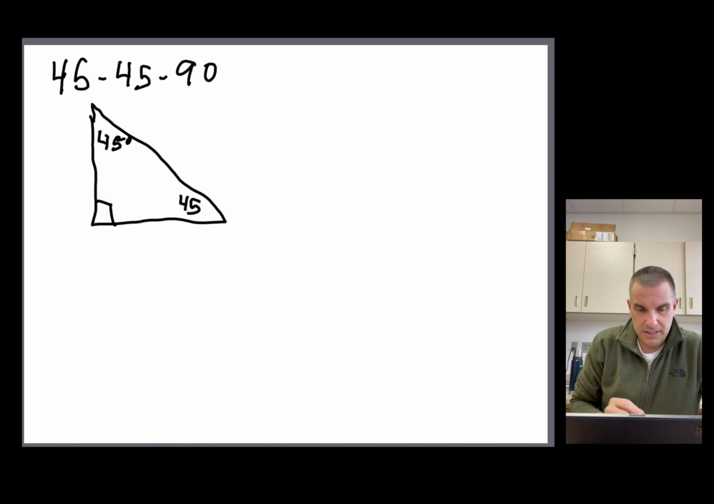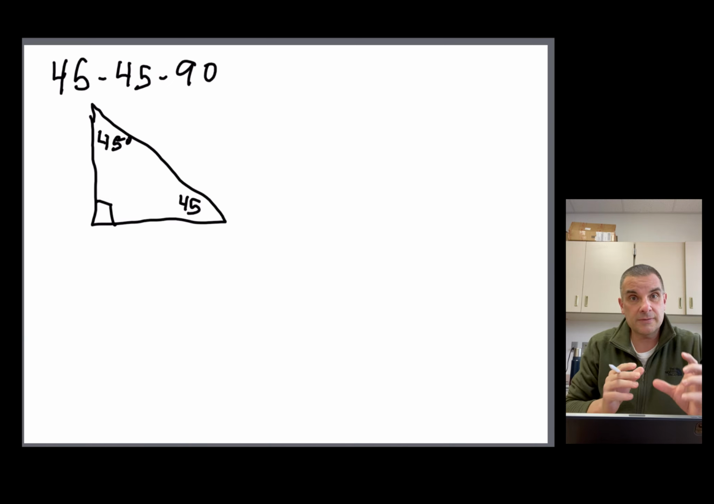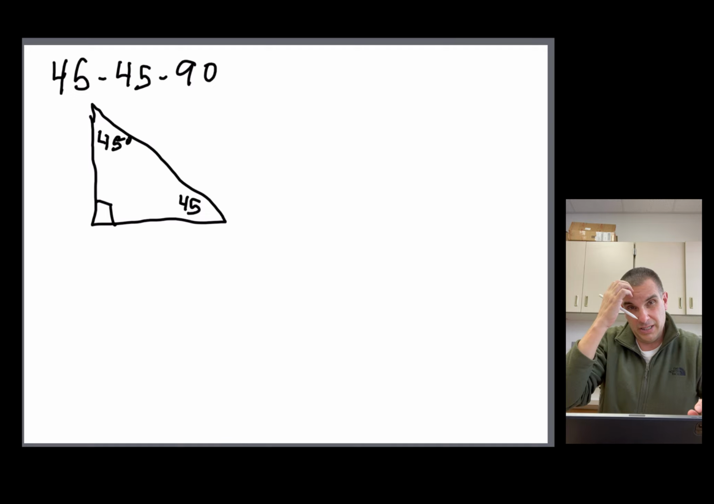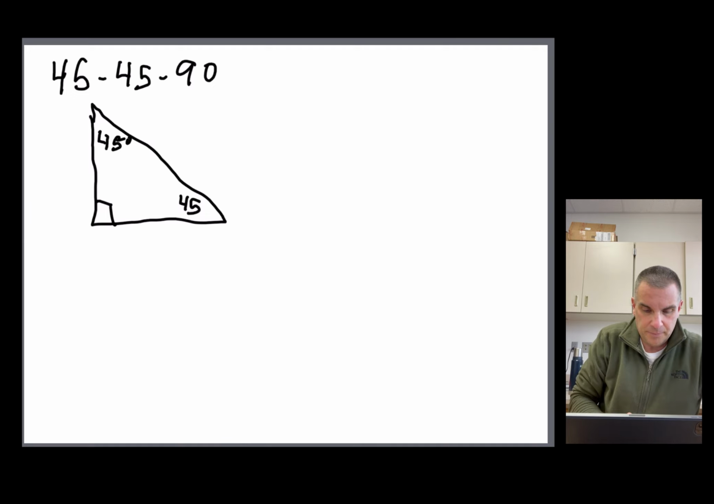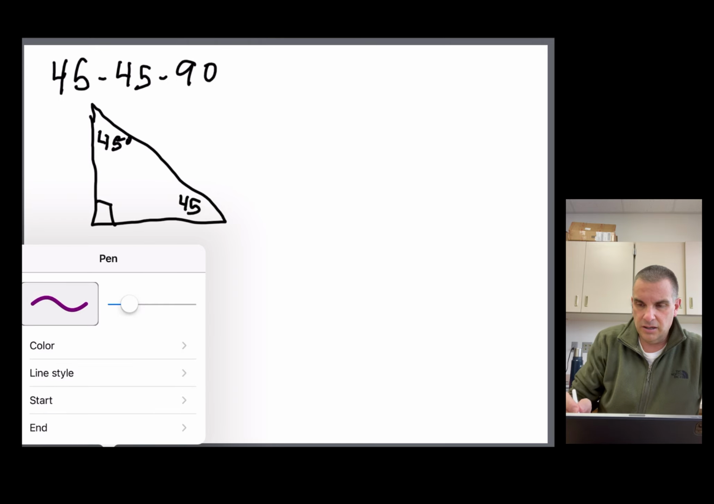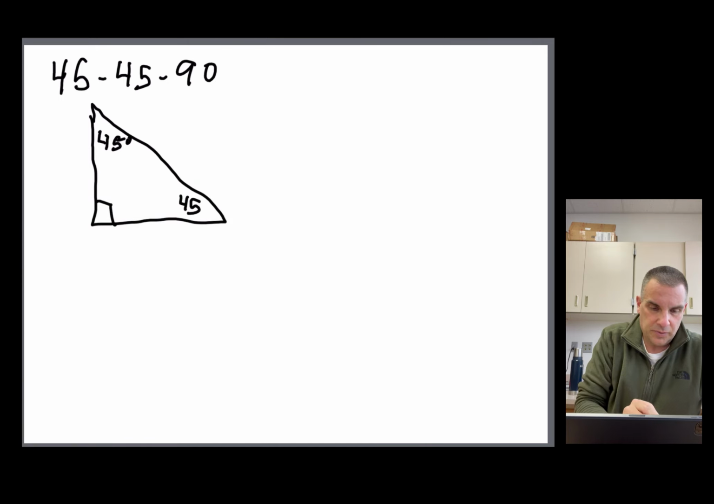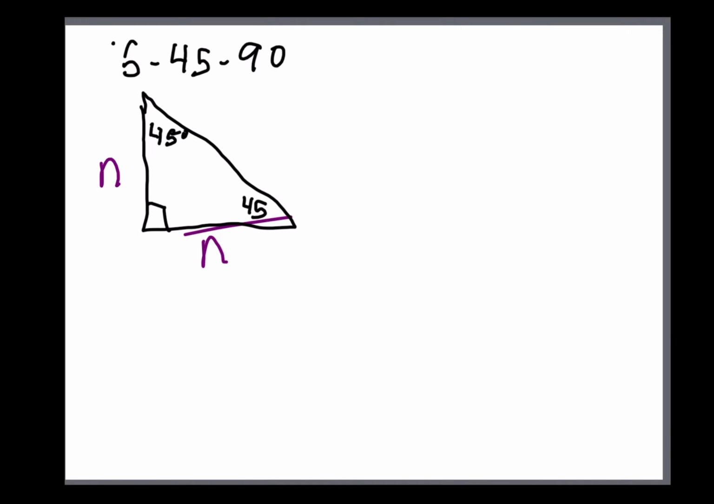So that means the two legs, remember we talked about legs yesterday, the two that make up the 90 degree angle, are going to be congruent to each other. So we're going to put an N there, and an N there. I kind of got my pencils marked up wrong. So we know the length of those two sides, and again, it has to be exactly the same.